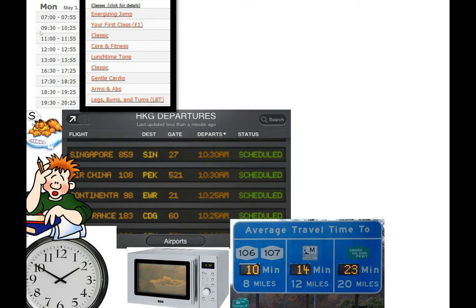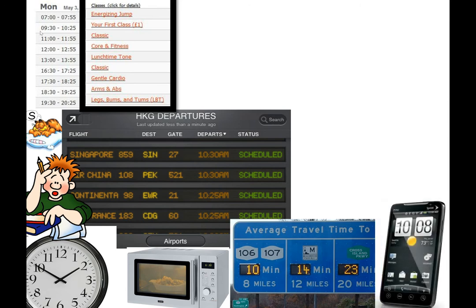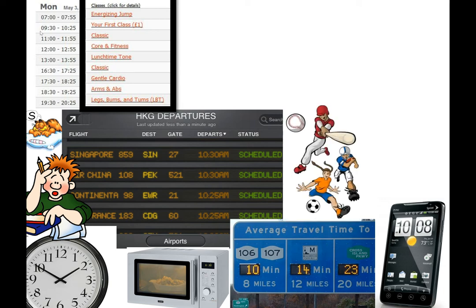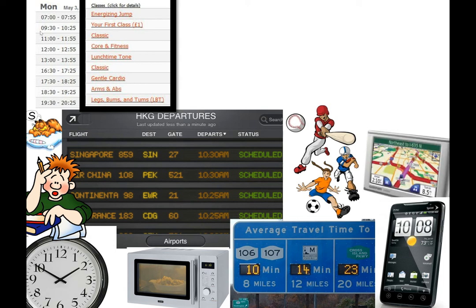We use time when we think about distances. I live 14 minutes from Transit Road. We use time on our phones just to check the time. We use time when we talk about sports. We might be talking about the inning or the quarter. We use time when we use our GPS off of our phone or in our car. Your GPS will tell you it is 2 hours and 10 minutes from Akron to Syracuse.